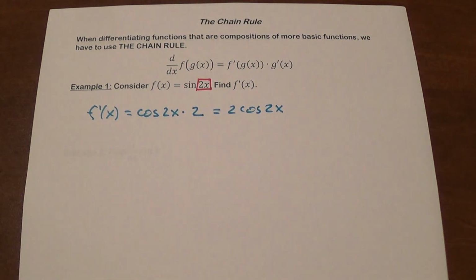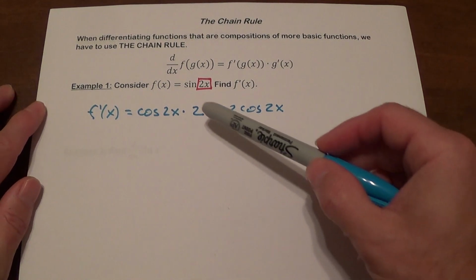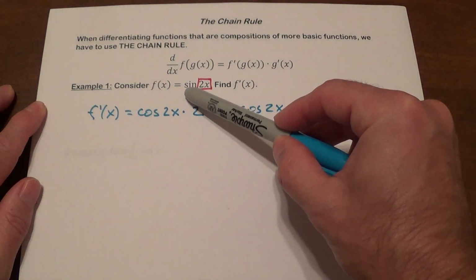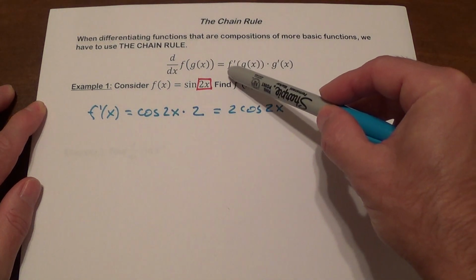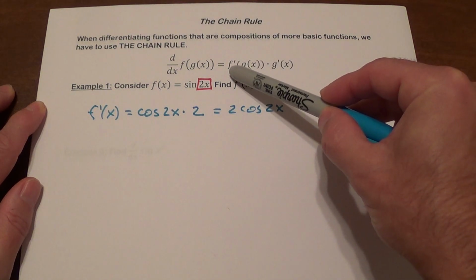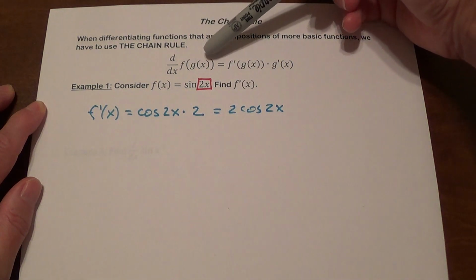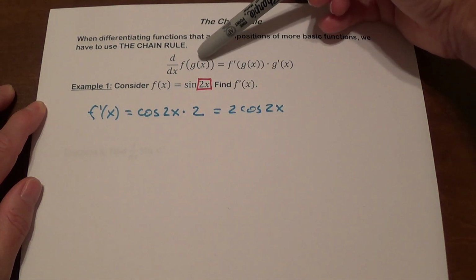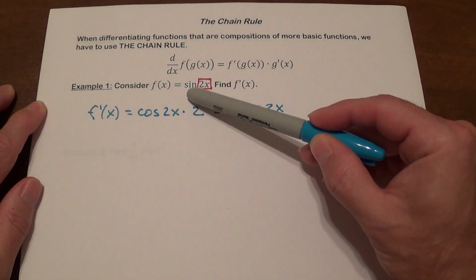Let me run through this again, because it's a relatively easy problem, and I want to make sure that we understand it. So we have our function, which is sine 2x. According to this rule, it tells us we want to differentiate our outside function first. That's what f represents. Remember, if you want to put the composition of f of g, g goes inside of f. So in our case, 2x goes inside of sine, right?